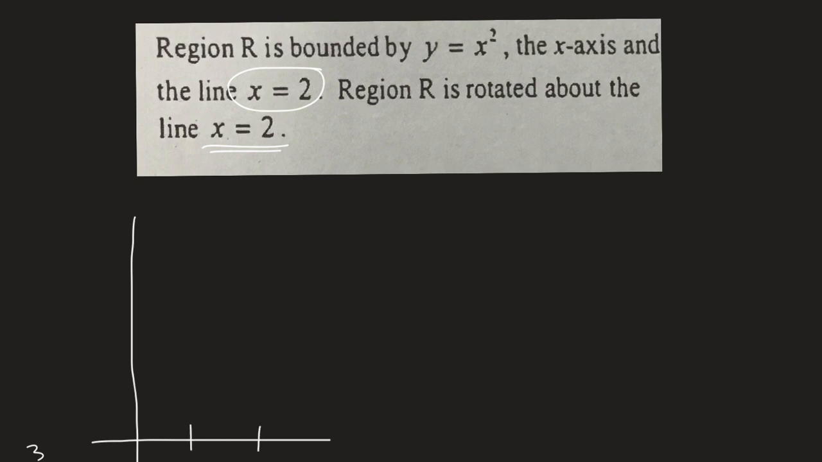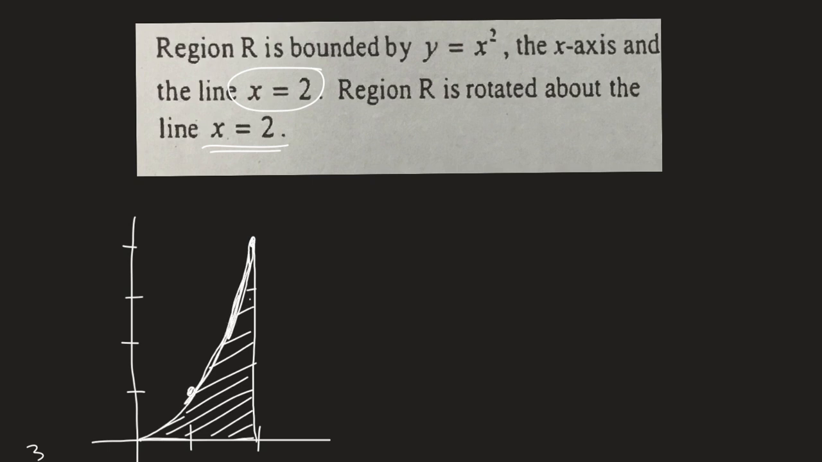So we have your quadratic, which goes 1 over 1 up and 2 over 4 up. So you have your quadratic curve. And we have the line x equals 2, which is this. So this is the area that we are rotating. We're rotating this area right here, which is a curved area because of our x squared graph. And we're rotating it around the line x equals 2.